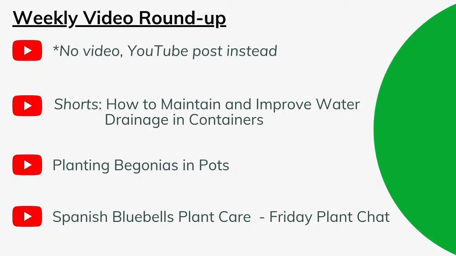So last Monday we did a short video on YouTube and how to maintain and improve water drainage with containers. That was a fun video. A lot of interesting, easy ways to improve and maintain your drainage. Then we had a video of planting begonias in pots. That was fun because we did a couple different pot plantings. We didn't just do one planting in one pot. And begonias are just gorgeous. There's just so many beautiful colors, and they're shade-loving plants, which we have a lot of shade in our yard, so it worked out well. That was a good one.